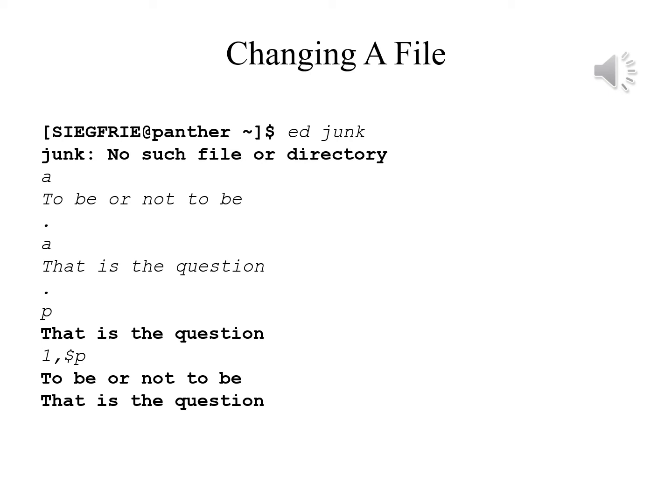If I want to see what I've typed, I can type 1,$p. It tells the editor to print or display on the screen lines 1 through the end, and then it prints the file.